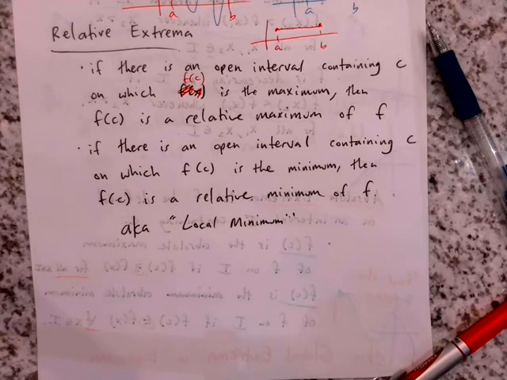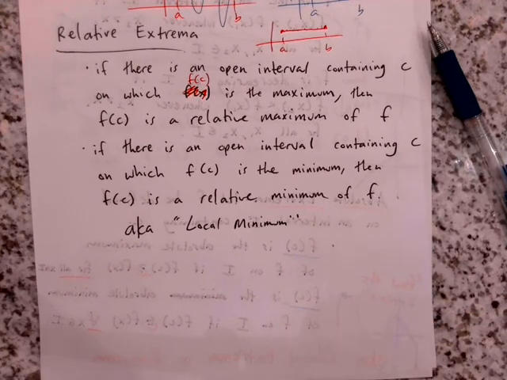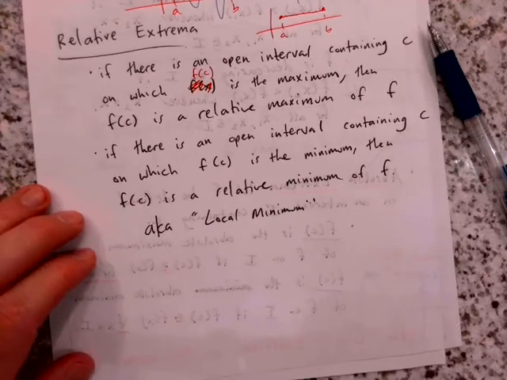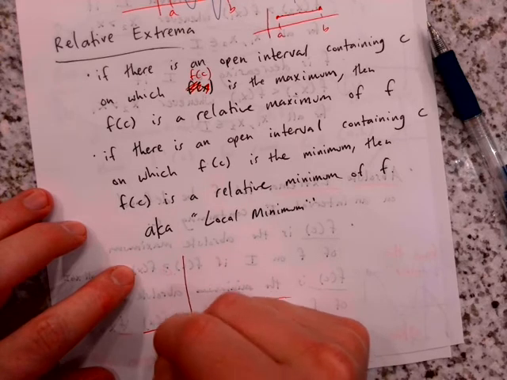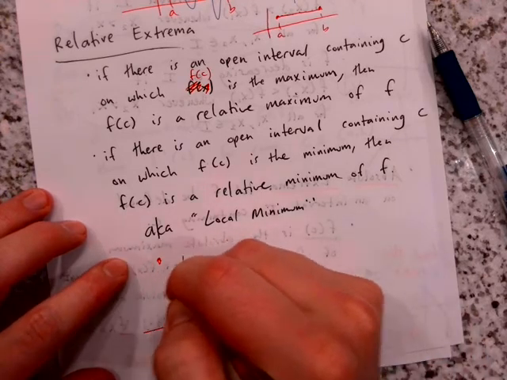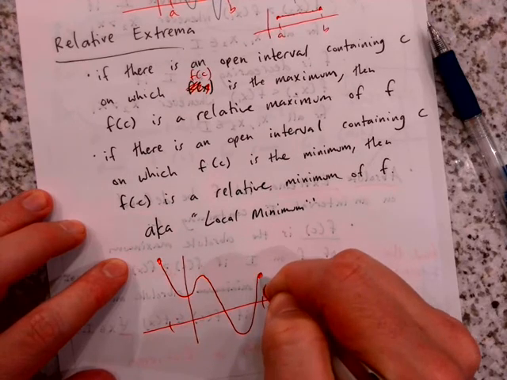Which makes sense. The global max is the biggest point, big picture. The local max, or the local minimum, is just the biggest in some small locality. For example, let's say we got ourselves a graph like this. It goes up and down, up and down. There we go.